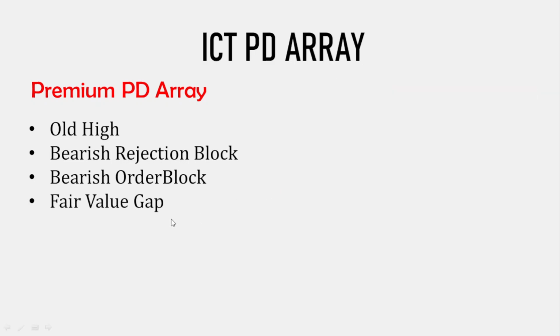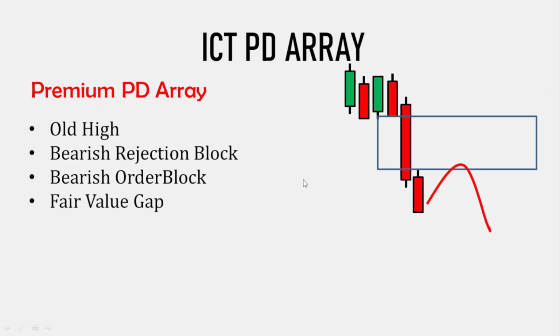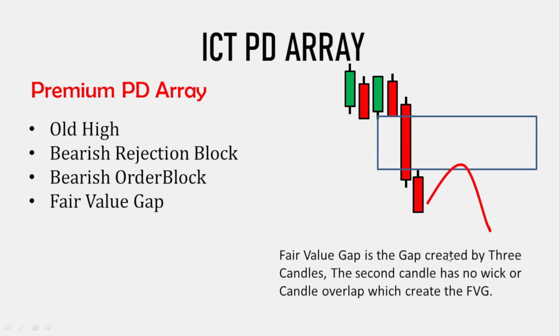Another PD array is a fair value gap. A fair value gap is simply created by 3 candles. The second candle here has no wick or candle overlap, which creates the fair value gap. You see the first candle here, the second candle, and the third candle here. The low of this and the high of this do not overlap. There's no wick coming down to meet, which creates this gap right here. So if price goes back to it, we expect price to reverse from that fair value gap.